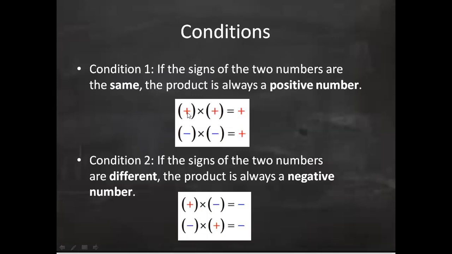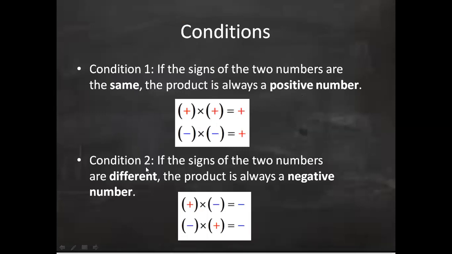If we multiply plus and plus, we get plus as an answer. If we multiply minus number with minus, we get plus. दोनों सेम होने चाहिए. अगर दोनों सेम है तो आंसर क्या होगा? पॉजिटिव ही होएगा. If the signs of two numbers are same, the product is always a positive number. Yes, that's condition number 1.